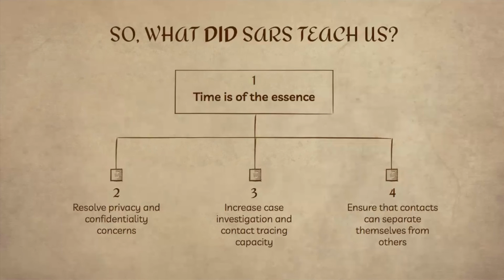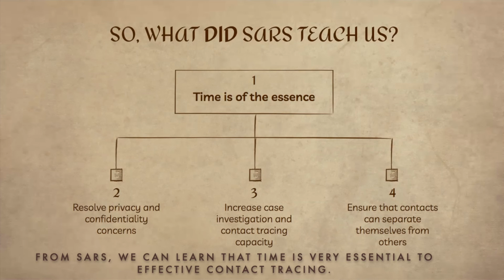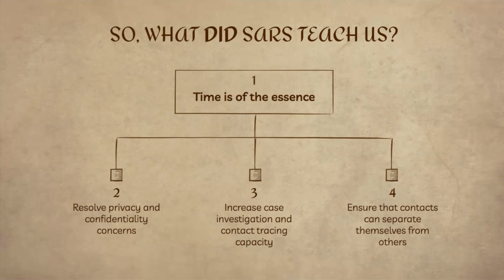Overall, it's very difficult to say, oh look, we did this during SARS, it'll work again during COVID. Because again, even though they're both coronaviruses, they're so different. However, we can learn from SARS that time is of the essence with contact tracing. In order to identify contacts effectively and efficiently, we need to resolve privacy concerns, increase contact tracing capacity, and ensure that contacts do not interact with others to protect communities from further spread.